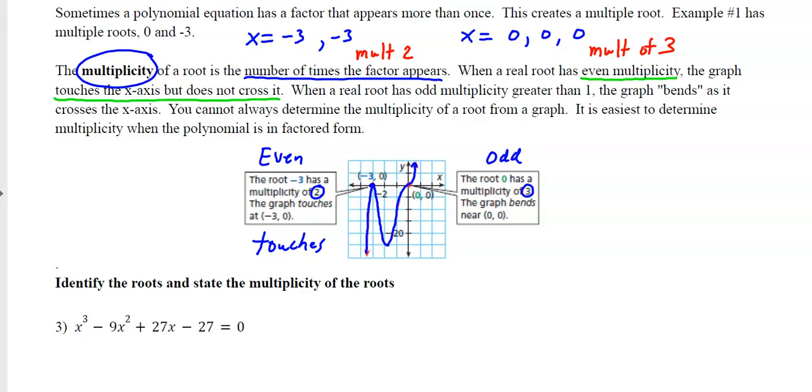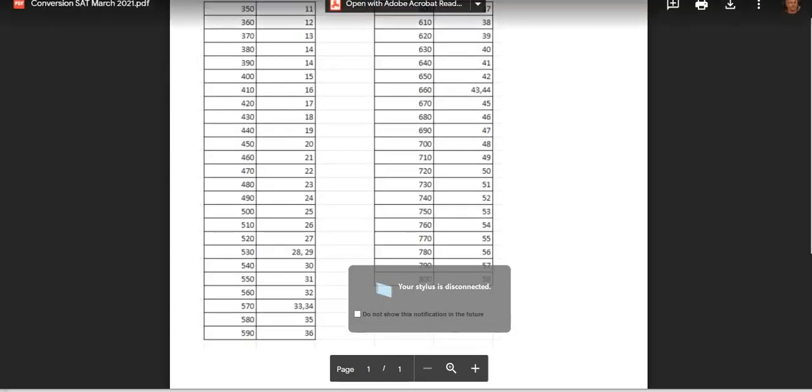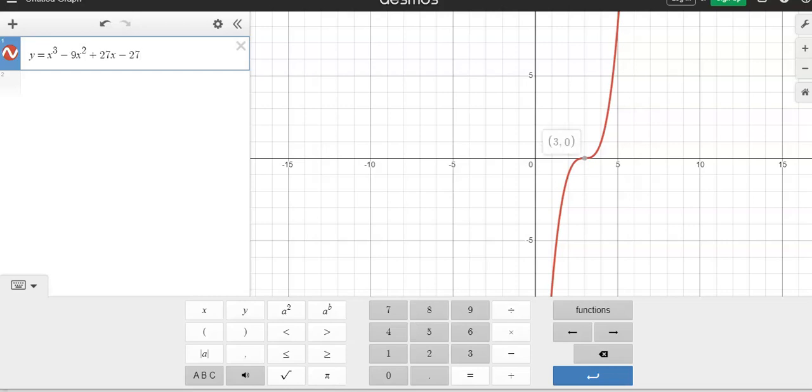So number 3 says identify the roots and state the multiplicity. So we're going to take a look at this on the graph, and I'm going to use Desmos to do this one. So I'm going to pull Desmos up, and actually I have it right here on the graph. So x to the third minus 9x squared plus 27x minus 27. You'll notice right here we have a bend.